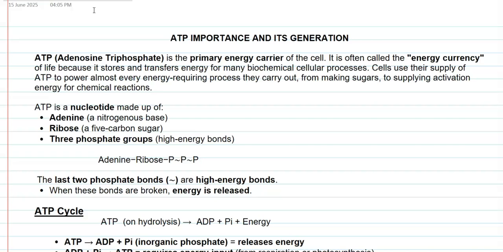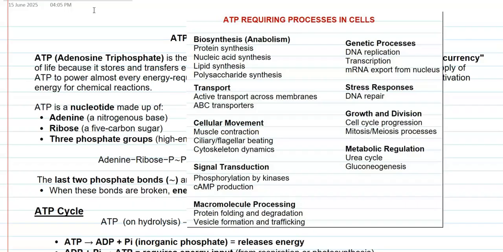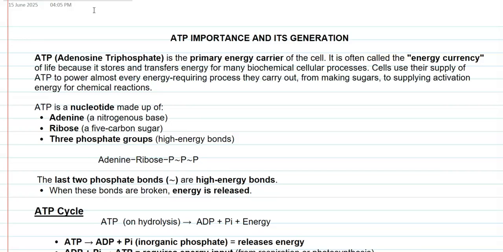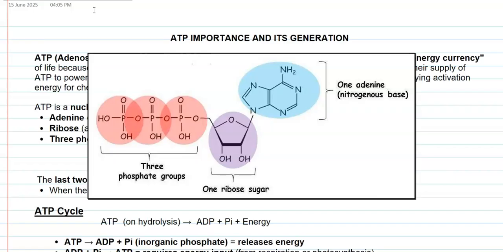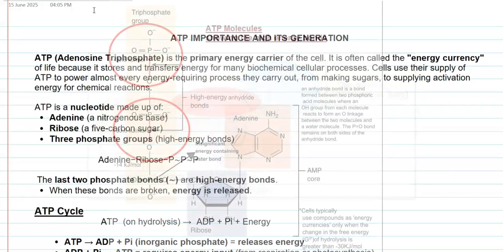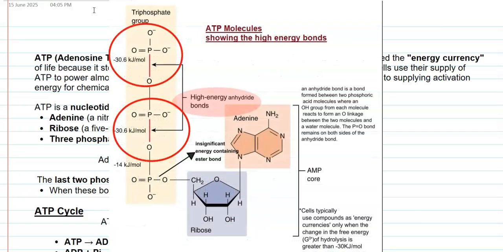Cells use their supply of ATP to power various energy-requiring processes, for example, to make sugars and to supply activation energy for various biochemical reactions taking place in the cell. ATP is basically a nucleotide, that is, it consists of three different components. That is adenine, which is a nitrogenous base, and the sugar present here is ribose, which is a 5-carbon sugar, and it contains three phosphate groups, which are the sources of the high energy bonds.